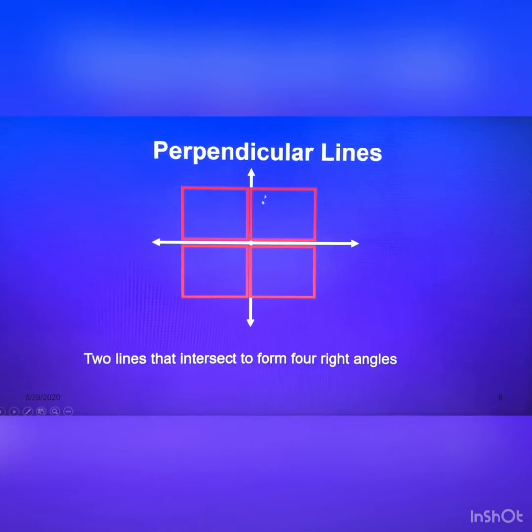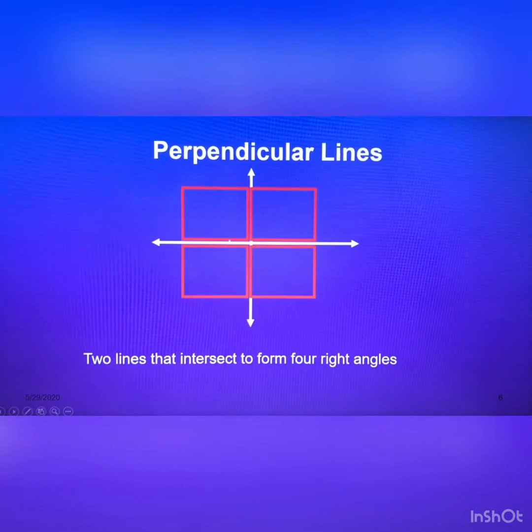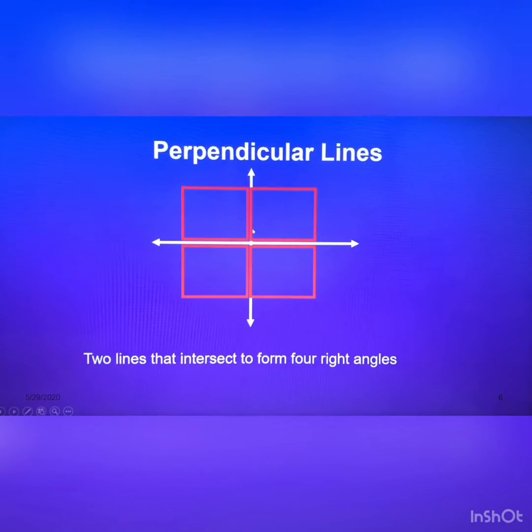So these are 2 lines and they form four right angles. This is the first square form, this is the second square form, this is the third square form, and that is the fourth square form. Every square has an angle of 90 degrees. So two lines that intersect to form four right angles are called perpendicular lines.